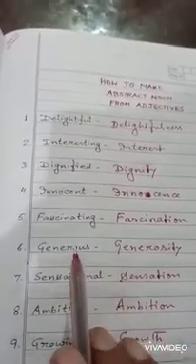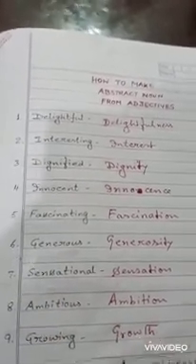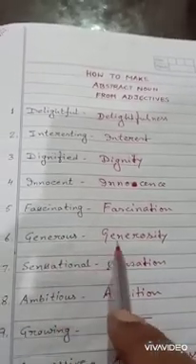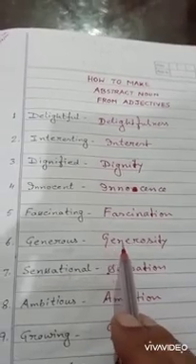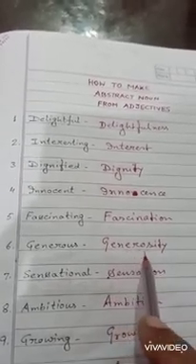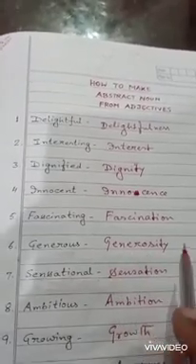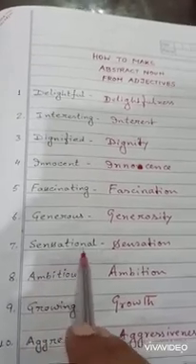Now the sixth word is generous. So what will be the abstract noun of generous? Generosity. The abstract noun of generous is generosity.